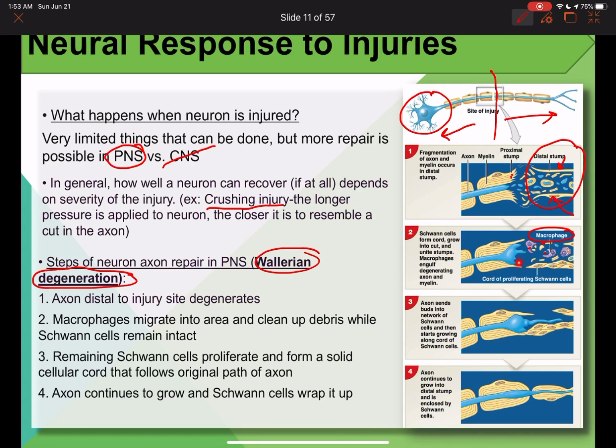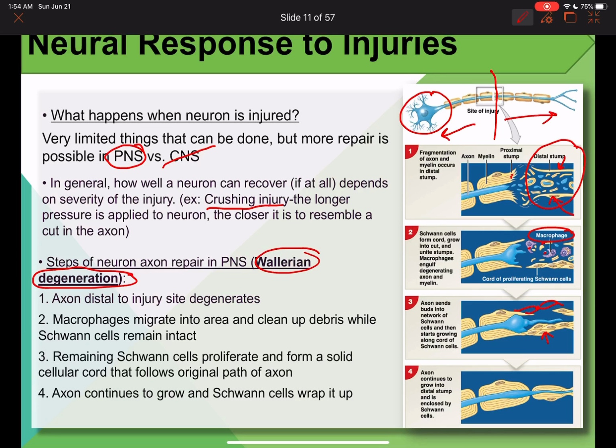They will divide into multiple Schwann cells and form a cellular cord that follows the path of the original axon. So here are those Schwann cells forming. They're layering on top of each other, sort of forming that pathway for the axon to grow into.